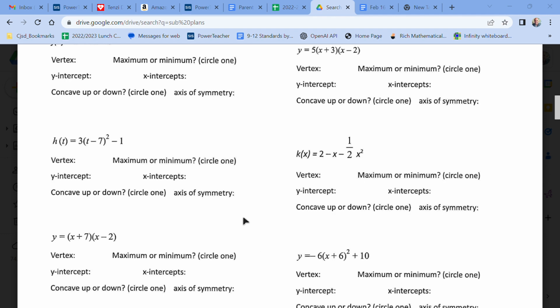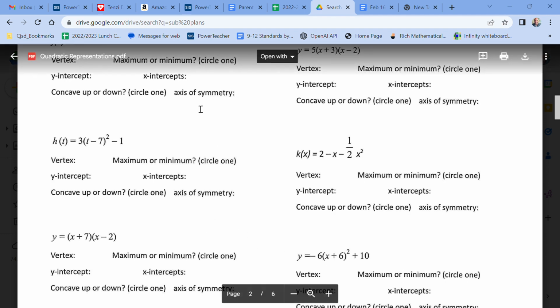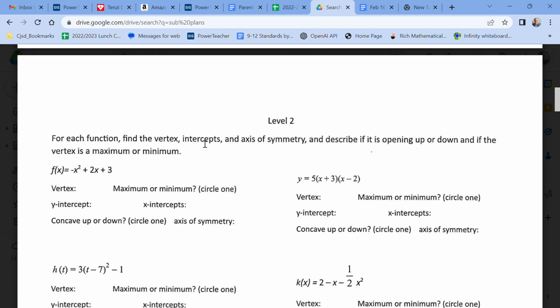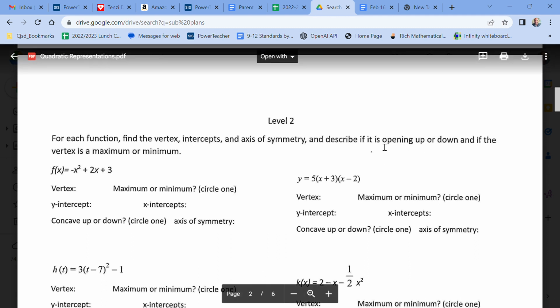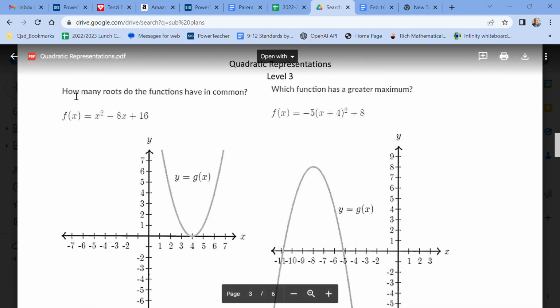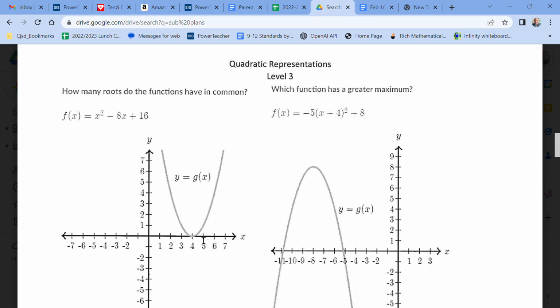Okay? So anyway, this is your level 3. You'll need to find all of these things. You're finding the vertex, the intercepts, the axis of symmetry, describing opening up or down, and whether the vertex is a max or min. Level 4, it's pretty simple actually when you look here. How many roots do the functions have in common? Now remember, the roots are the zeros.